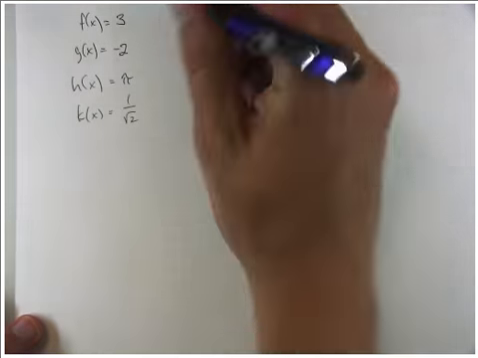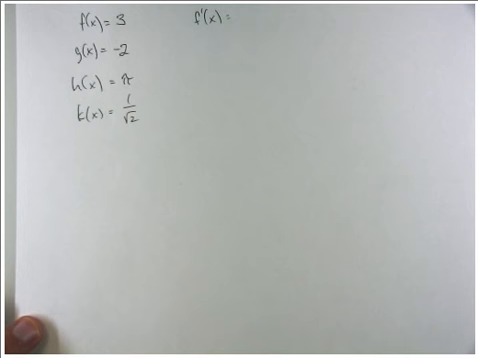So for example, here are some functions. f of x equals 3, g of x equals -2, h of x equals pi, k of x equals 1 divided by the square root of 2. So here are some constant functions. And what are the derivatives here? What's f prime of x if f of x equals 3?